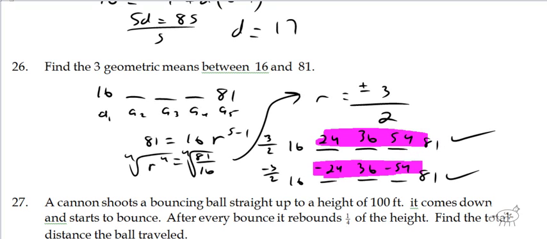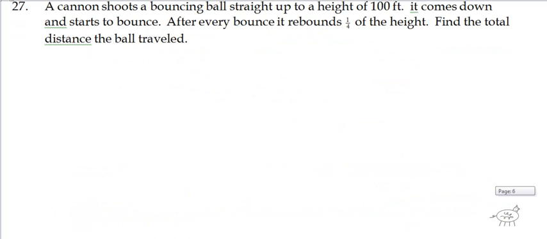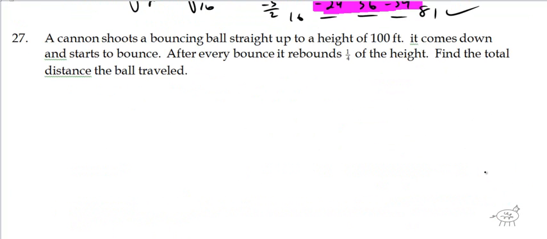Okay. And this is a great problem. I love this problem. A cannon shoots a bouncing ball straight up. So remember in last night's homework or another night's homework, you dropped the bouncing ball and you had to break it up into two sequences. Well, with this one, math fans, if a cannon shoots a ball up straight to 100 feet and it comes down and starts to bounce and it bounces a quarter of the height, find the total distance traveled.